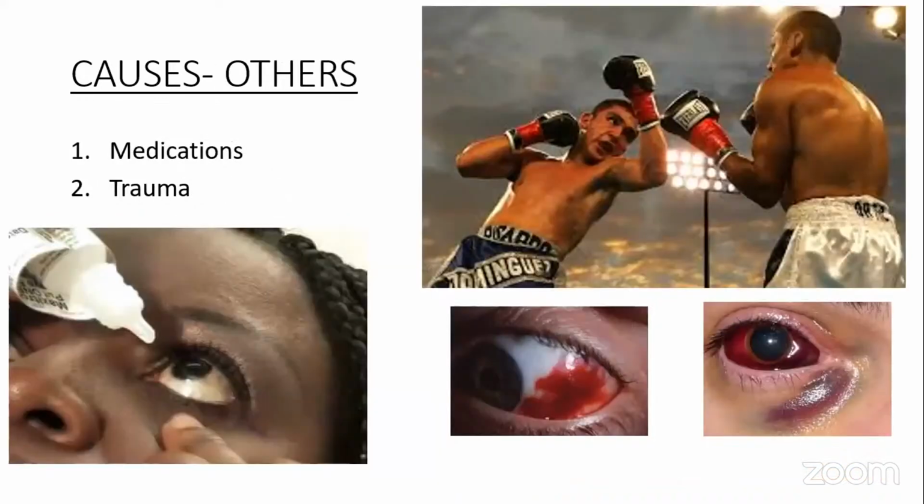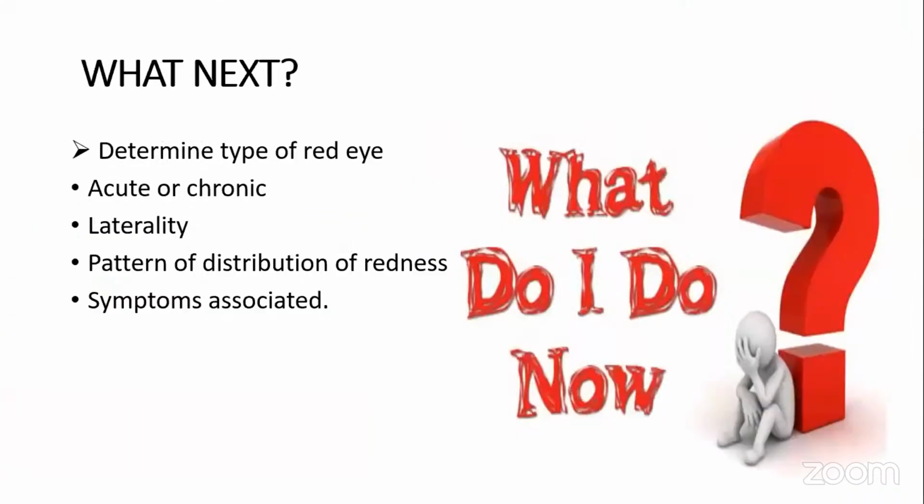Okay, and other causes, like I said earlier, medications, some of the eye drops we use on the eye can make the eye red. And then trauma, commonly in a fight, boxing ring. So you see somebody in a boxing ring, and then after that, you see that the eye looks really swollen and red. Likely they've bled into the eye. That is what we would call a subconjunctival hemorrhage, which I discussed earlier. So it can also make the eye red. So what next? Your eye is red.